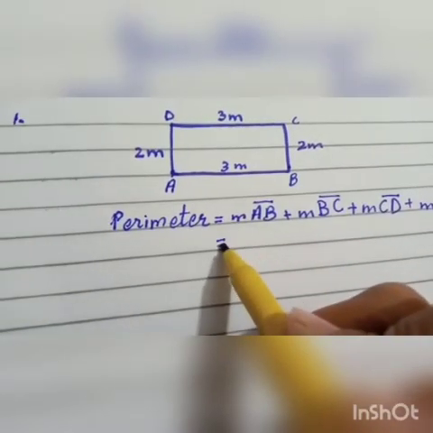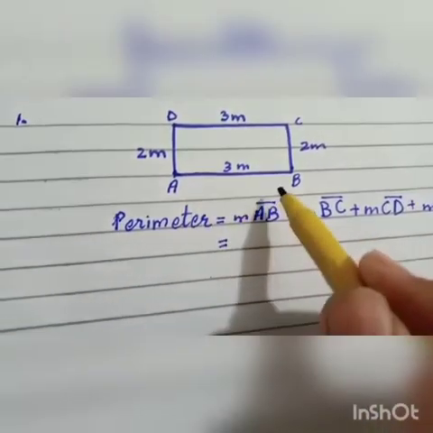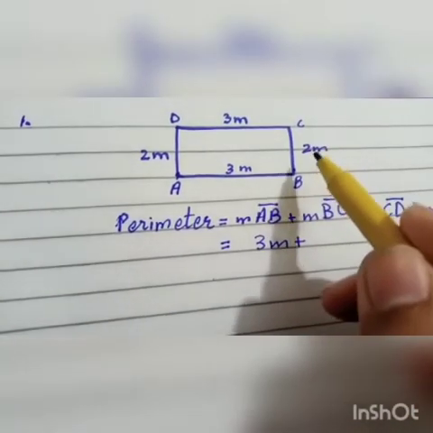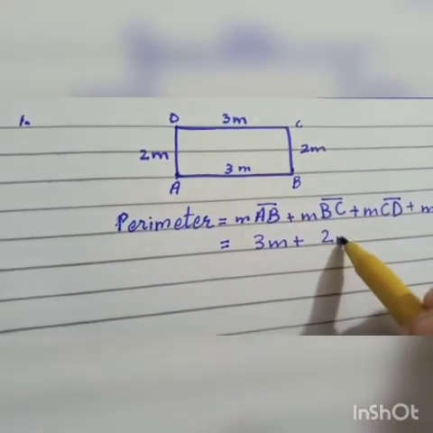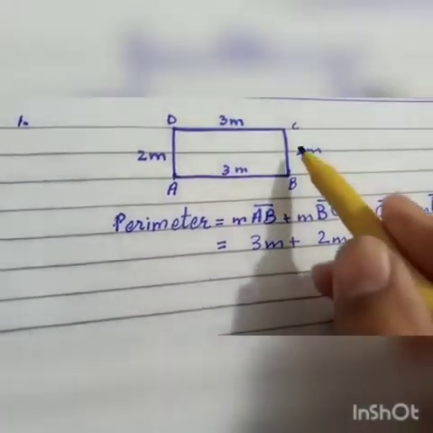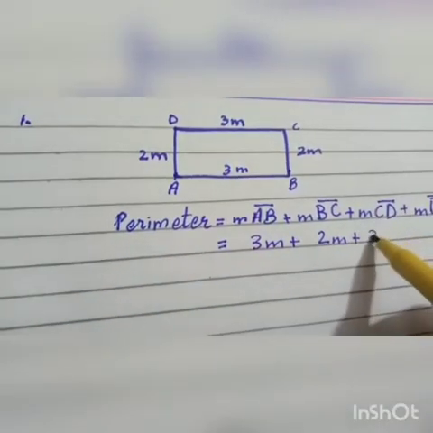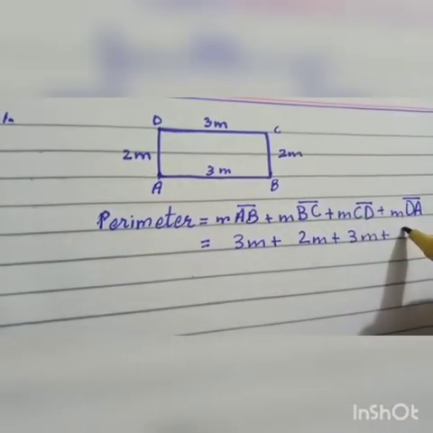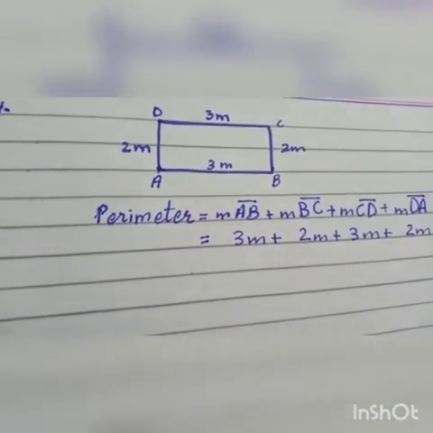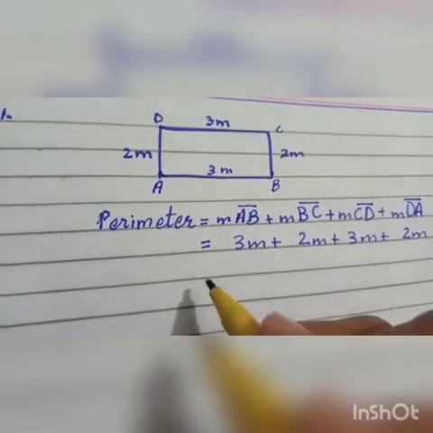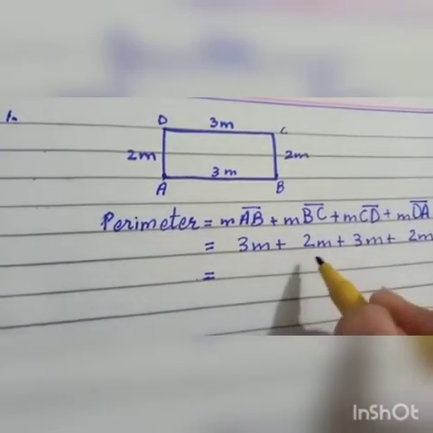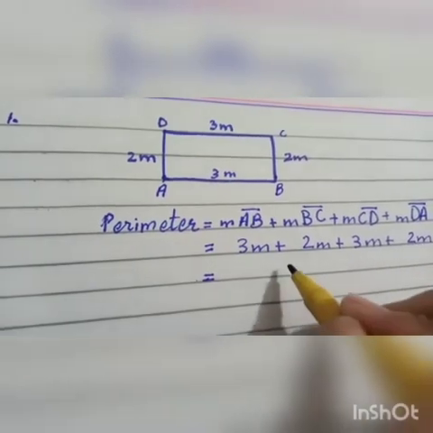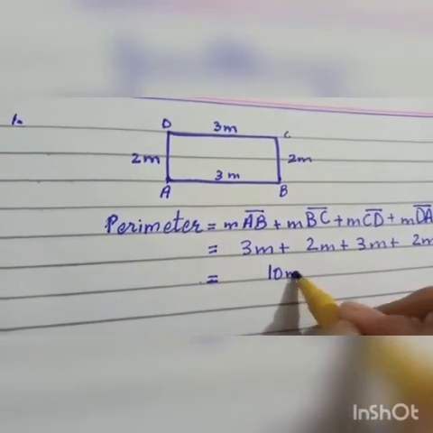Alright, now add. Measure AB is 3 meter, we will write here 3 meter, plus measure BC is 2 meter, so we will add 2 meter, plus measure CD is 3 meter, so we will write here 3 meter, plus DA is 2 meter, so we will write here 2 meter. Alright, now add: 3 plus 2 is 5 meter, 5 plus 3 is 8 and 8 plus 2 is 10 meter. So we will write here 10 meter.